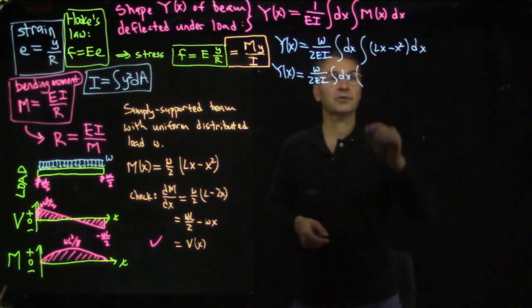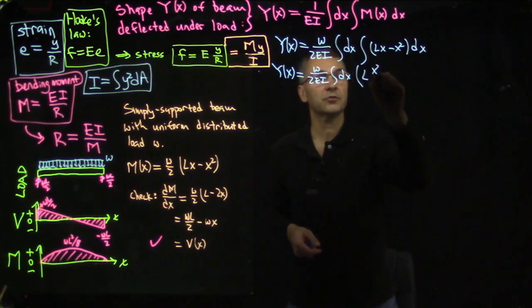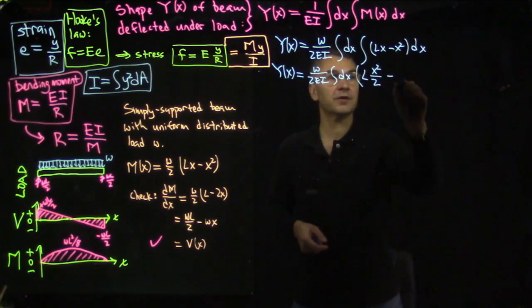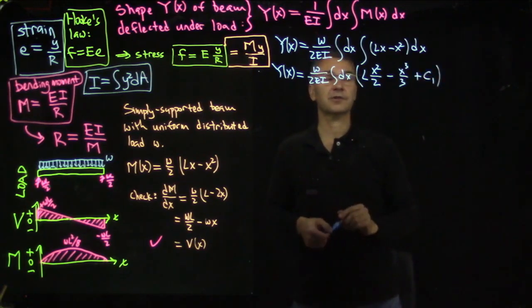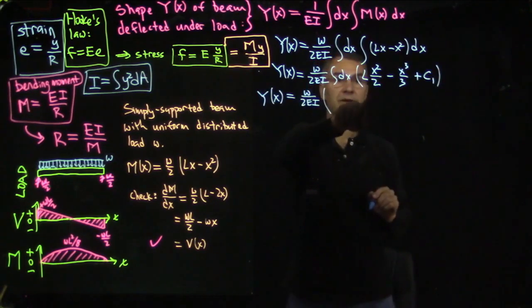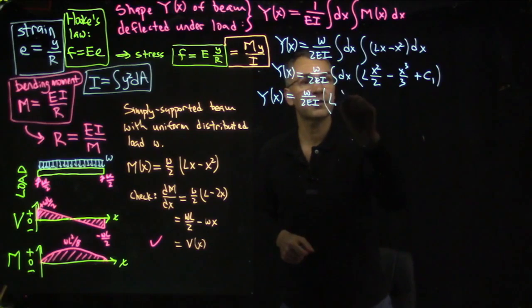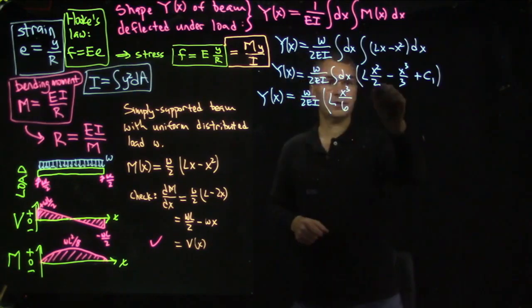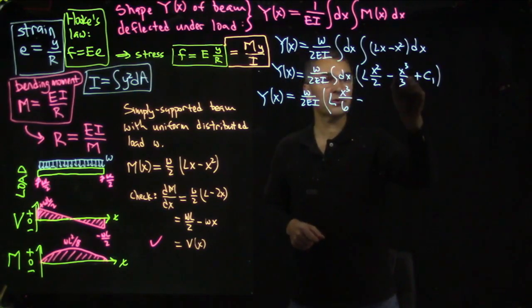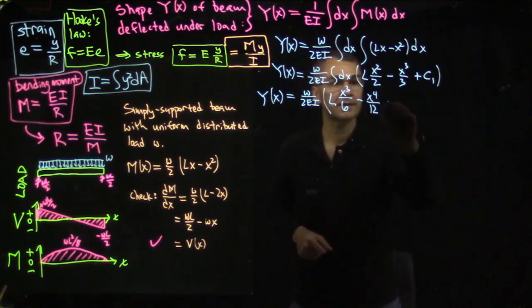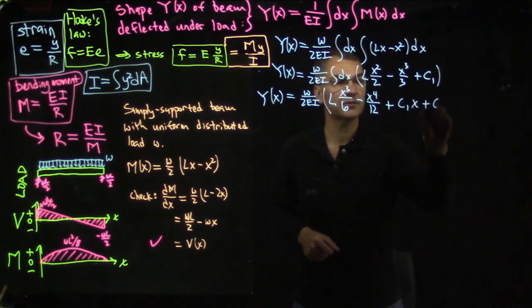Let's do this first integral. The first integral, this x gives us Lx squared over 2. Then this x squared gives us x cubed over 3. And then there is a constant of integration. Then we're going to integrate one more time. So this x squared over 2 gives x cubed over 6, 3 times 2 is 6. This is x to the 4th over 4, but 4 times 3 is 12. And then this is C1x, and then there's another C2.